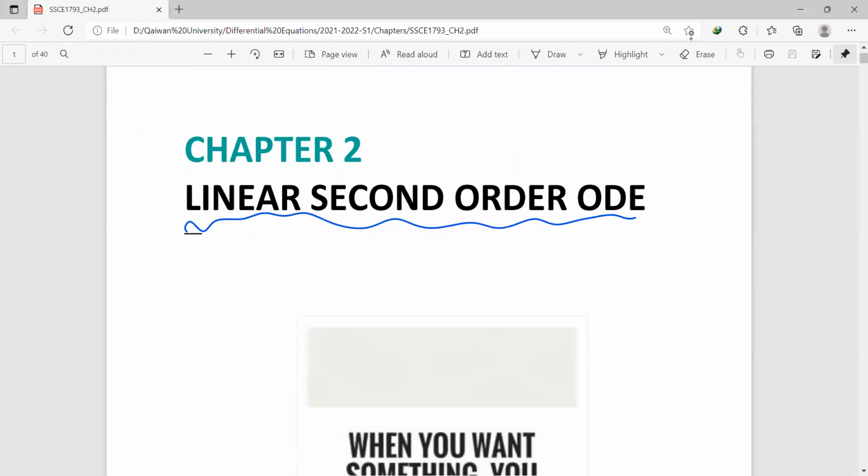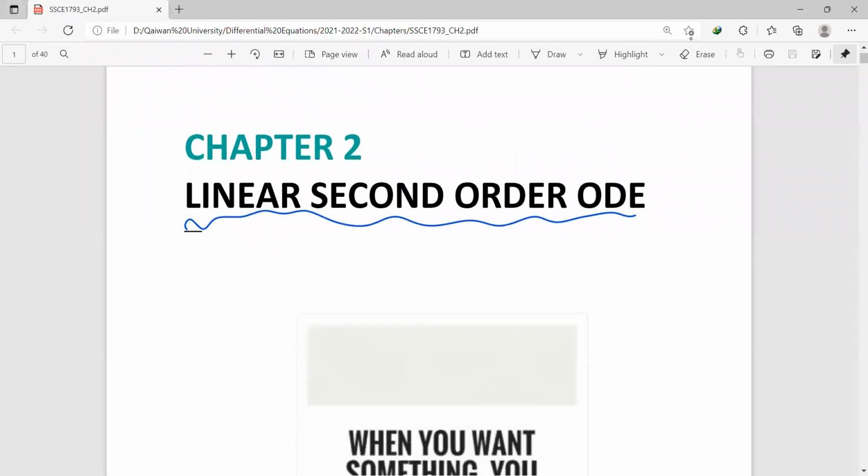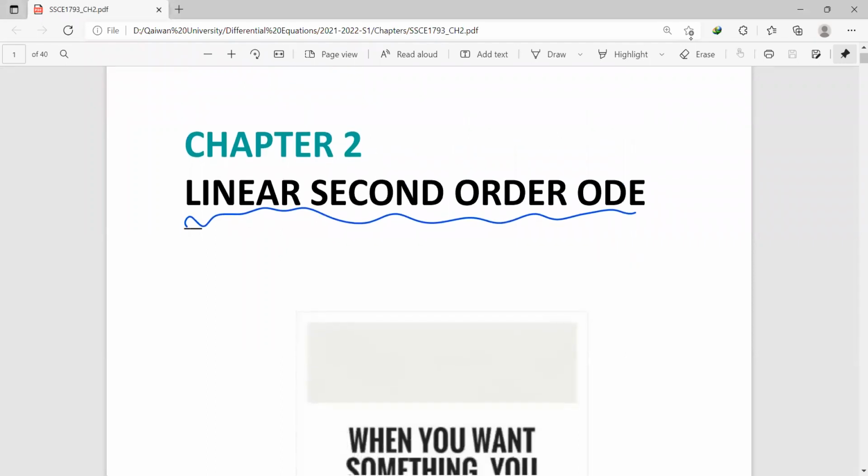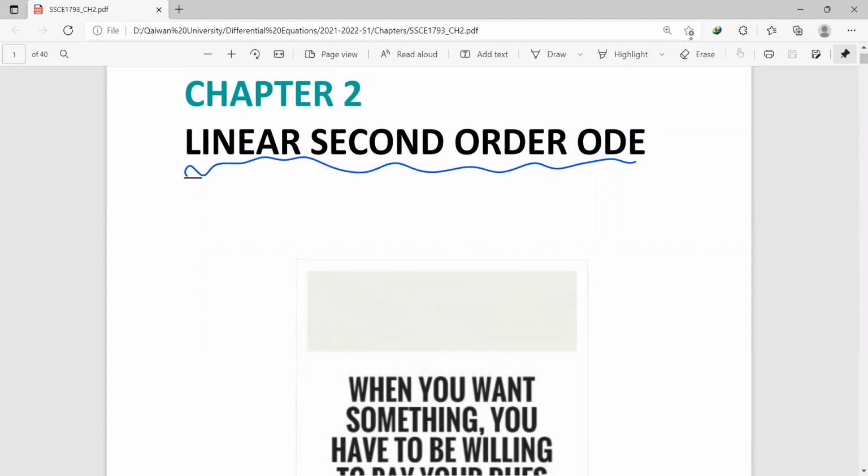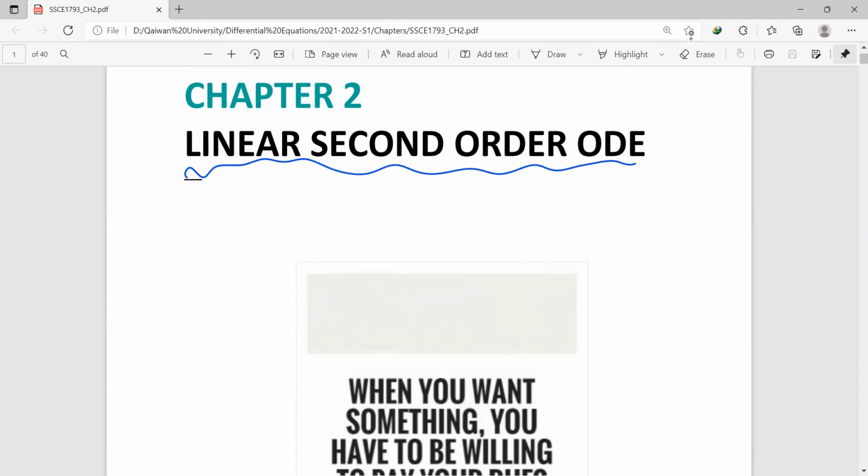In the previous lecture, we finished chapter 1. For the quiz, only chapter 1 is included. Only the materials included for the assignment. Okay? It means chapter 1. All of chapter 1 will be included for the quiz.